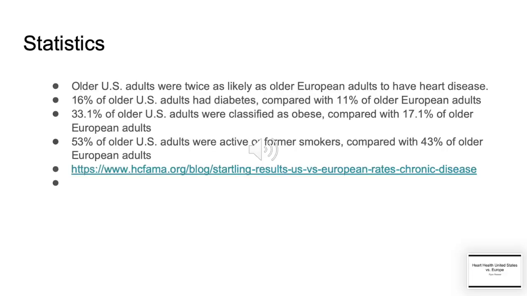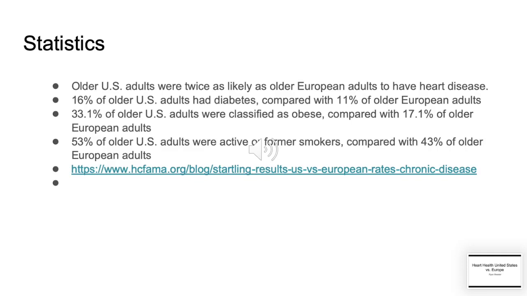Heart health of the United States versus Europe. Older U.S. adults were twice as likely as older European adults to have heart disease. 16% of U.S. adults had diabetes compared with 11% of older European adults. And 33.1% of older U.S. adults were classified as obese compared with 17.1% of older European adults.